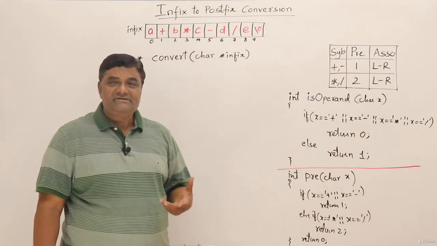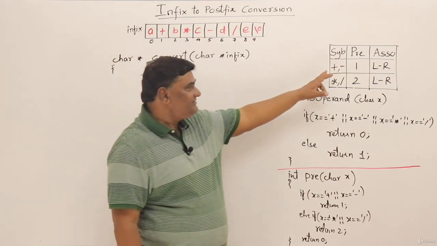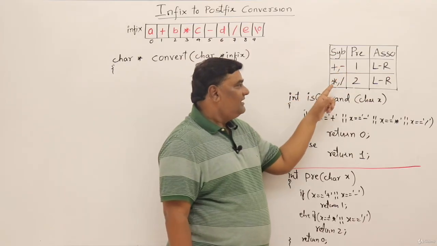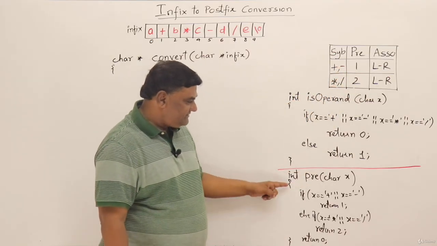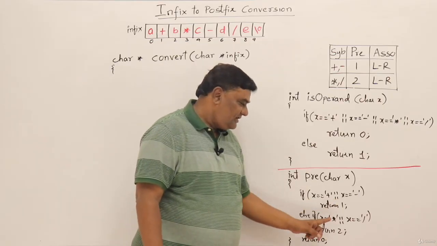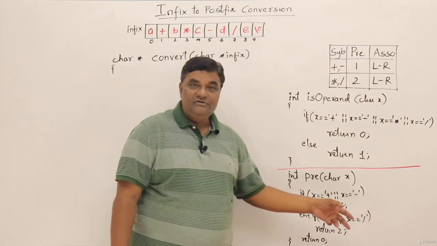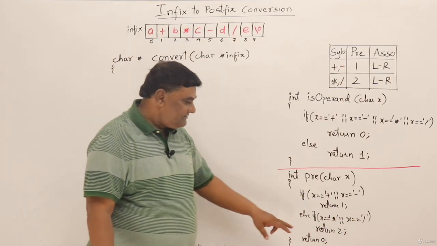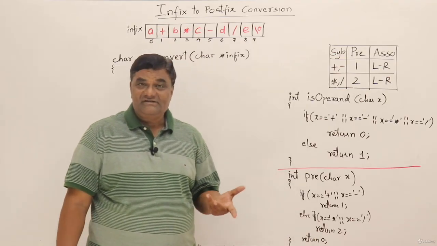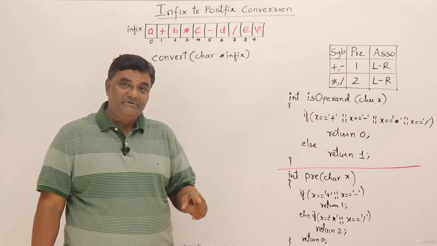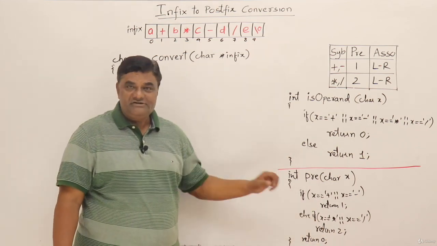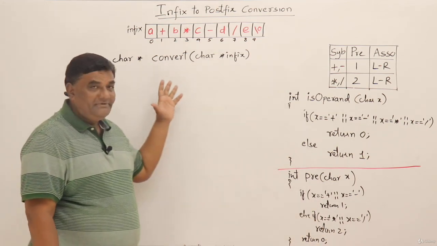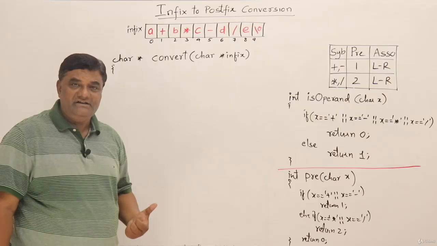The next, we need the precedences also. So if you remember the precedences, plus, minus is having 1 and multiplication, division is having precedence 2. So I have a function for precedences. For plus, minus, return 1. For multiplication and division, return 2. For any other thing, return 0. Any other thing means if the stack is empty, nothing is there, then we should have the precedence 0. So that also I have written. So these two functions I will be using them. So the code will be very simple and easy to read.